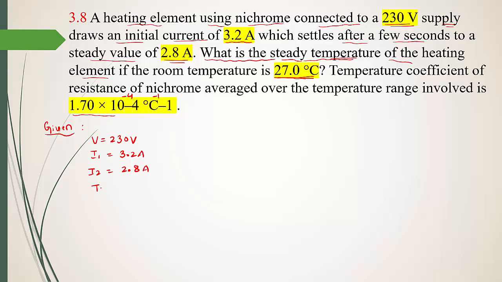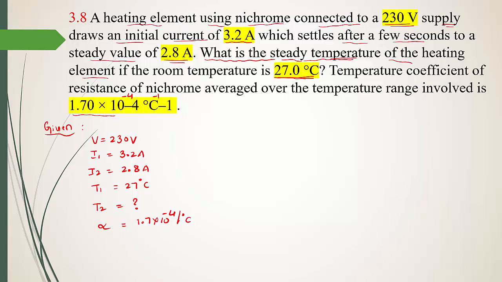Initially the temperature is given. Let us take it as T1, 27 degrees Celsius. We have to find its final temperature T2, and the value of alpha is given. The temperature coefficient of resistance of nichrome is given as 1.7 into 10 raised to minus 4 per degree Celsius. So these are the givens.